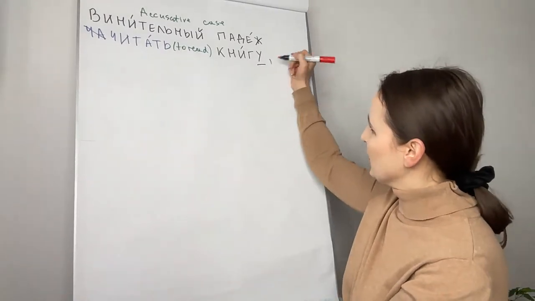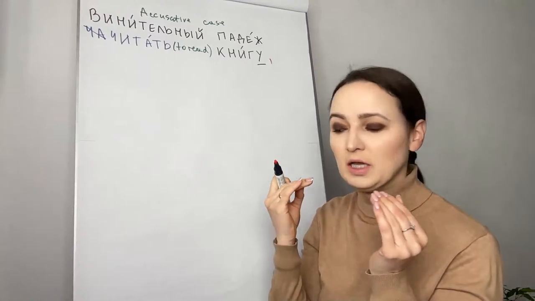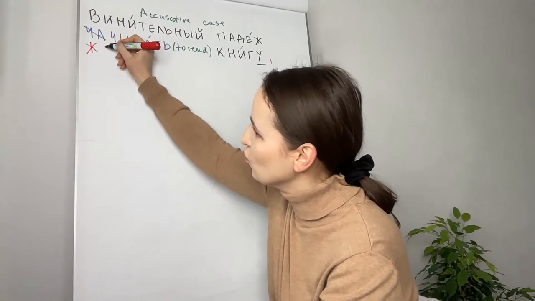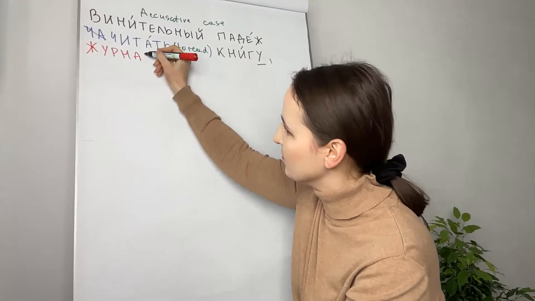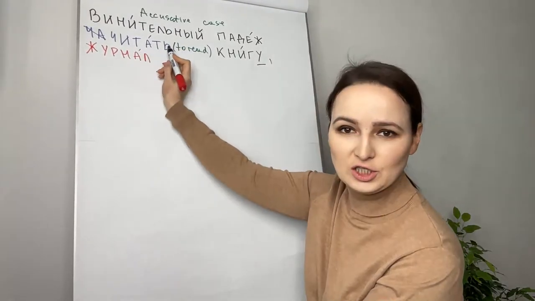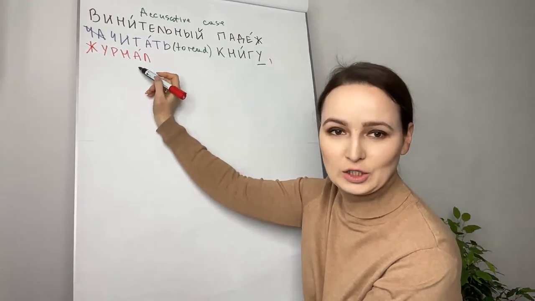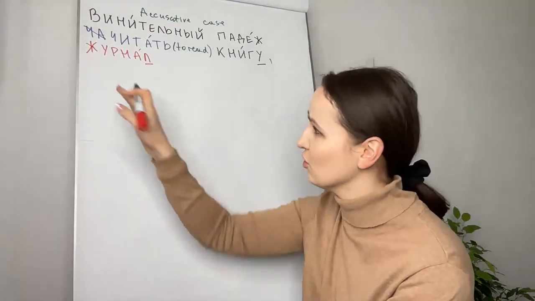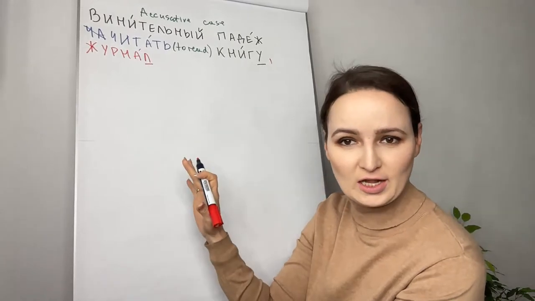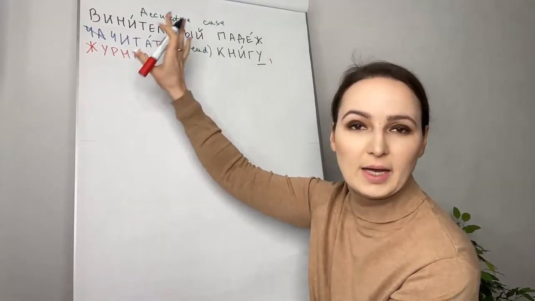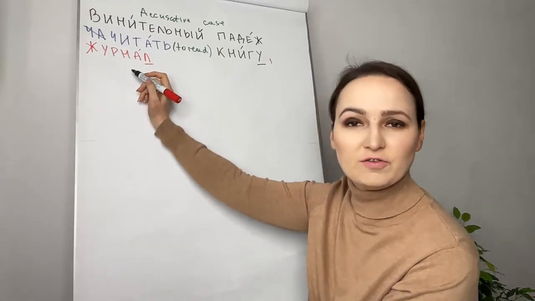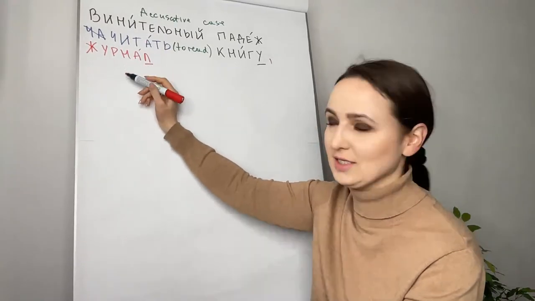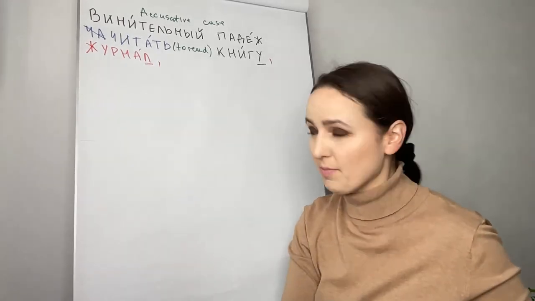Дальше, what else? Читать, to read, for example, a magazine. Читать журнал. Because журнал is a noun of masculine gender, nothing will be changed. It will remain the same as nominative. So журнал in accusative, nothing will change because this word is masculine. Читать журнал, to read a magazine.